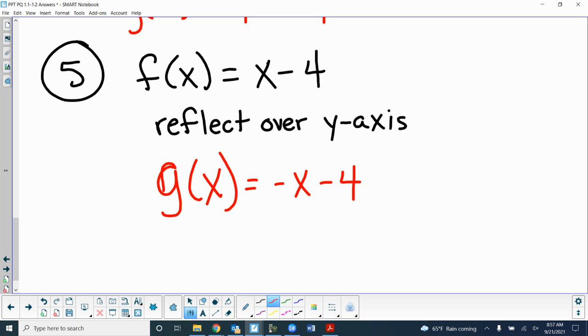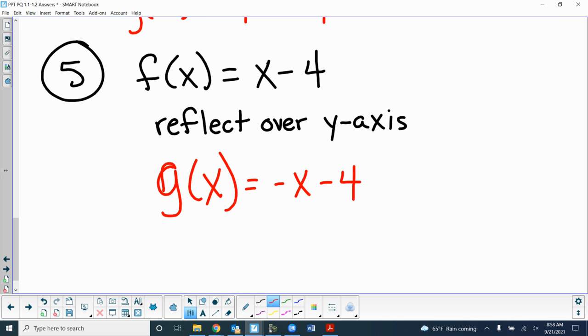Okay. So far, so good? Remember, if we were reflecting over the x-axis, we would take the opposite of the whole thing. So we put that x minus 4 in parentheses, and then put the negative out front, right? And then it'd be negative x plus 4, because we distribute the negative through there.